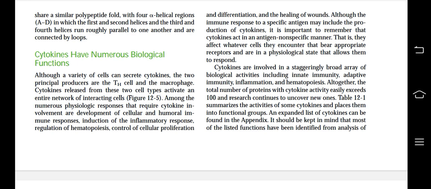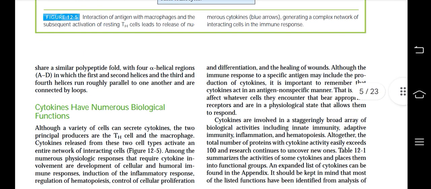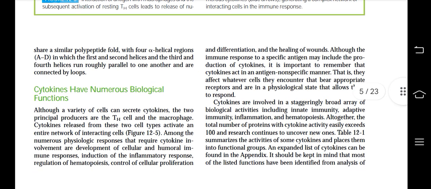Among the numerous physiologic responses that require cytokine involvement are development of cellular and humoral immune responses, induction of inflammatory response, regulation of hematopoiesis, control of cellular proliferation and differentiation, and the healing of wounds.